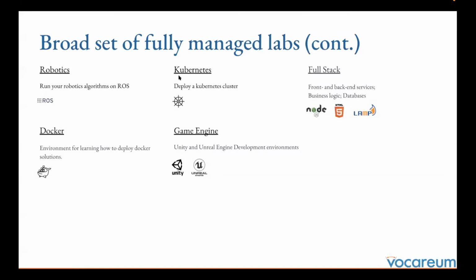Kubernetes is becoming more and more popular. This is from an administration perspective, where you can launch a Kubernetes cluster, which is typically a network of 3 nodes, 1 parent and 2 workers.